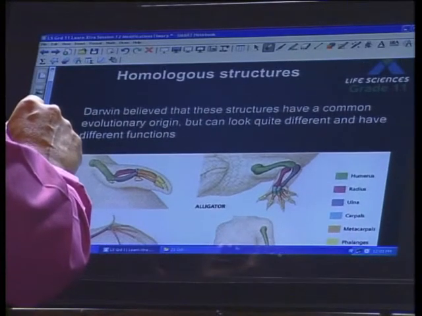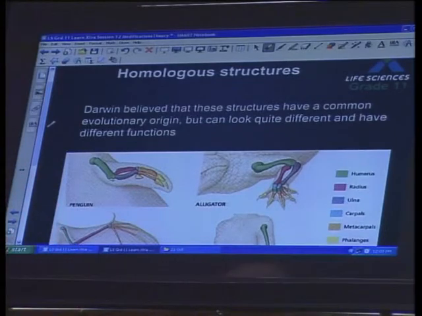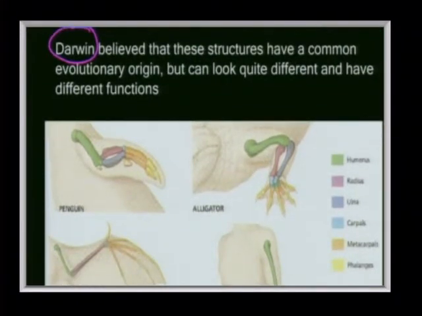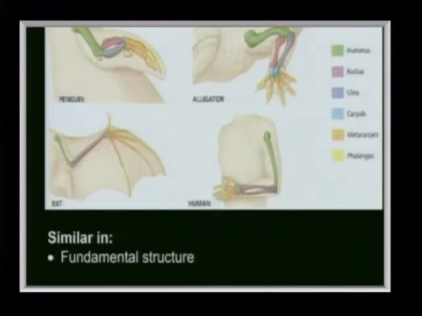Then finally, here we have a little summary of the homologous structures. Going back to Darwin and his evolutionary theory. So what Darwin then says is that these structures have a common evolutionary origin. In other words, they have a common ancestor. And the reason for that is, as you can see here in the various colors, because the basic structure, the fundamental structure of the limb, is the same.